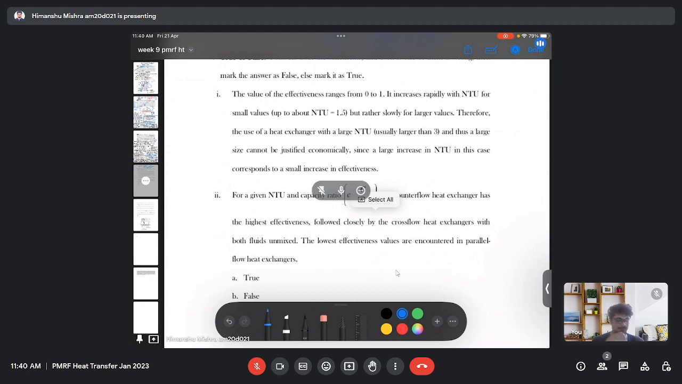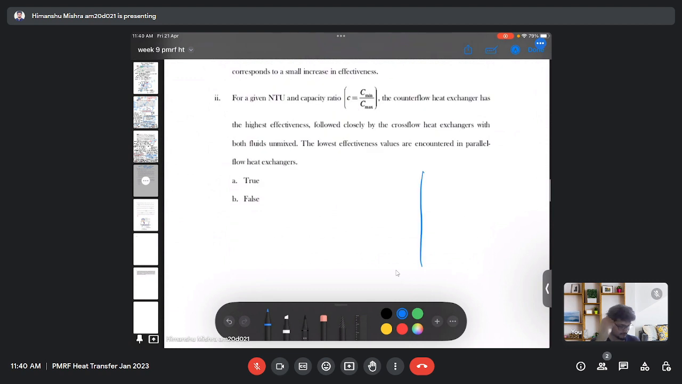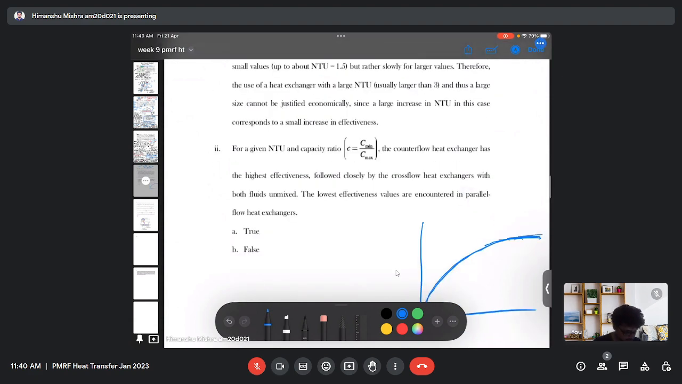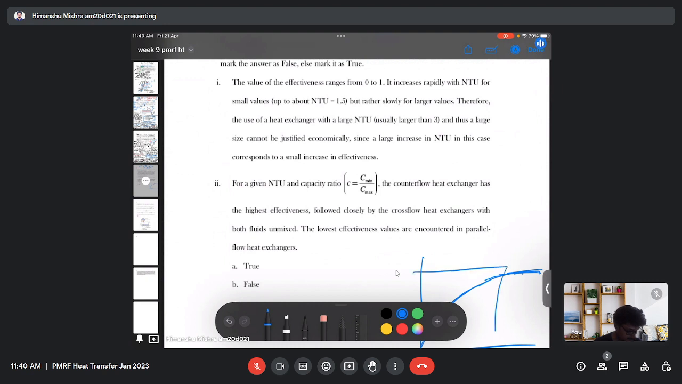So this statement is actually true, which means that first there will be a sharp increment in the NTU, but after that the increment is not much. So therefore we should use the NTU method till wherever we are getting the large increment in the NTU, but after that the method becomes less accurate. So the first statement is correct.